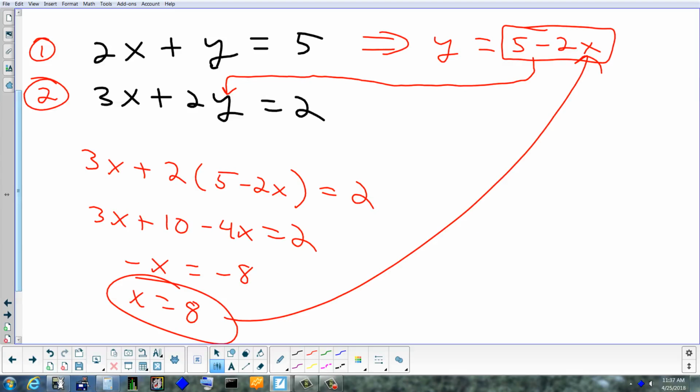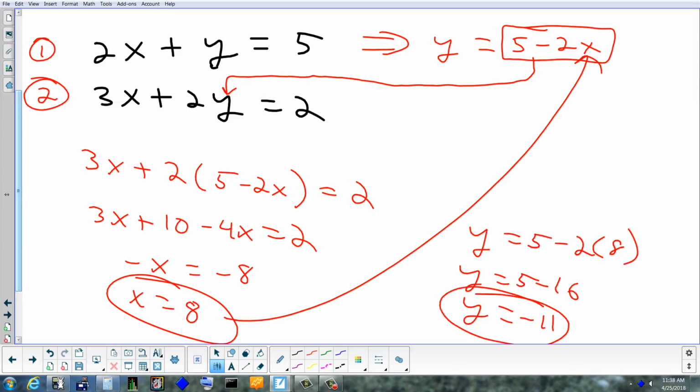Okay. So y equals 5 minus 2x. And 5 minus 16 gives me negative 11. Yep. Okay, so there's a nice simple linear system solving with substitution. Questions on that one? So, if we were to get these in y equals mx plus b form and type them into the calculator, that's the coordinates where they would cross. 8, comma, negative 11. They would make an X shape.